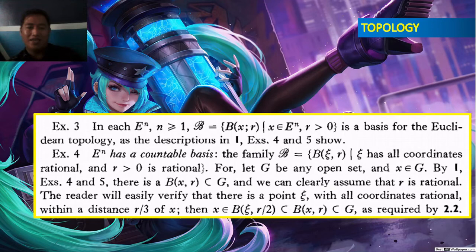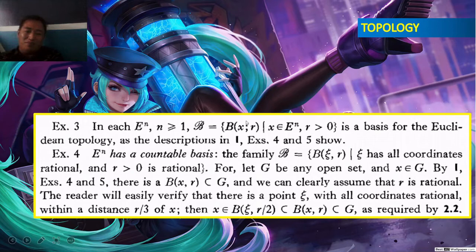Next example, number 3. What if kuno class EN na pod? Okay, kung EN ta class or N is greater than or equal to 1. Kasi syempre, E1 na lang so good class, no? So, ang script B na to class, kung katong mga open balls. So, kung E1 na siya, this is interval. And then kung E2 na siya, this is an open circle. And then if E3 na siya, open sphere na din na siya, no?